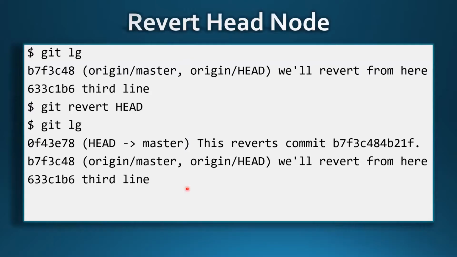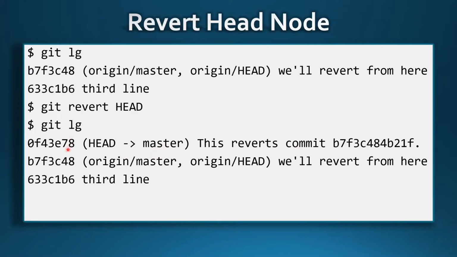However, if you use it on just the head node, it actually does what we just talked about automatically. So we do a log, we've got a commit here. We're going to call this revert from here. We're going to revert from here. We've added a third and go git revert head. So what this means is we're pointing at the head node of our default directory, which is the master directory or the top of the directory. This reverts commit B7, that's an automatic message.